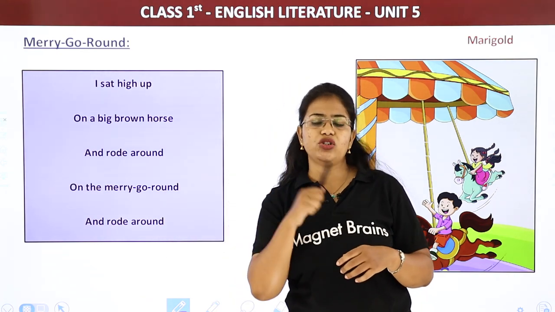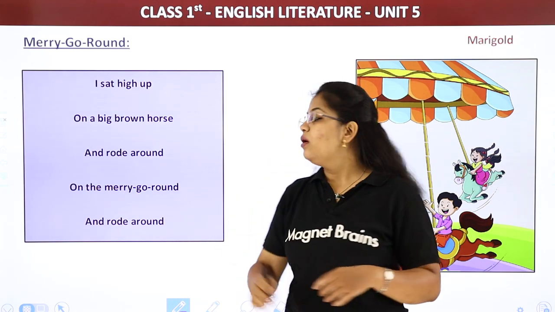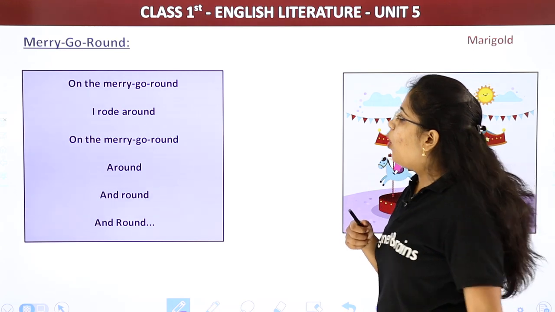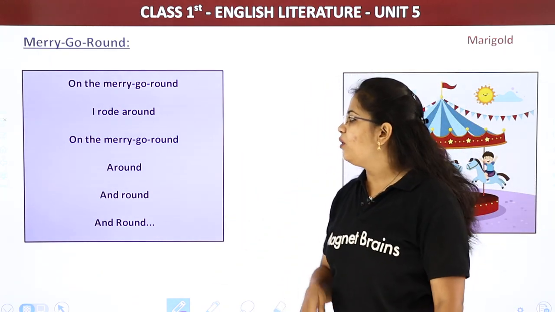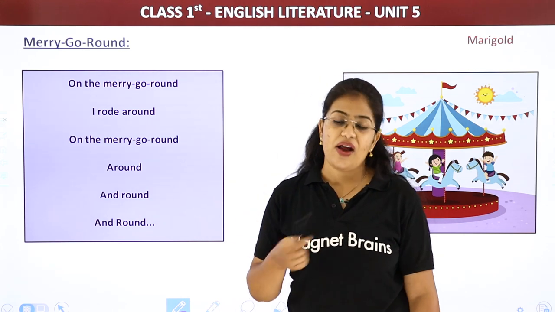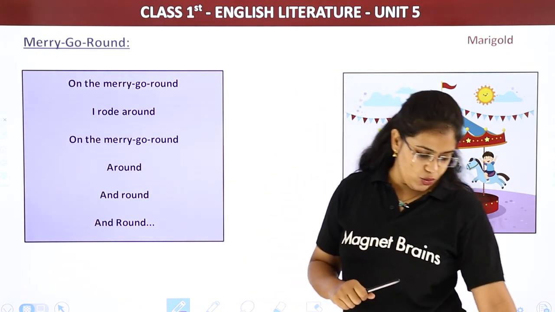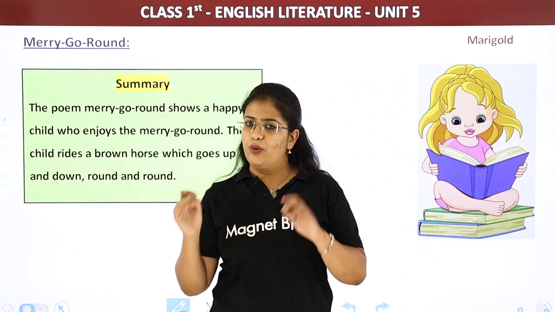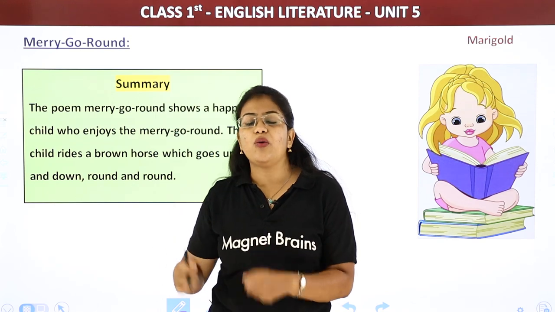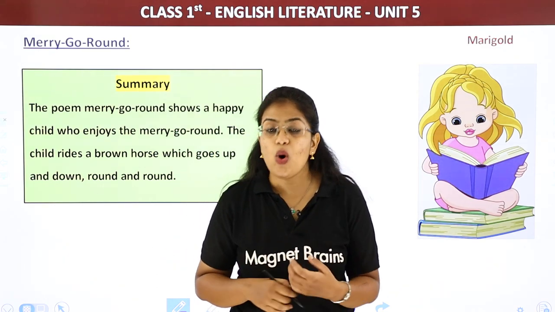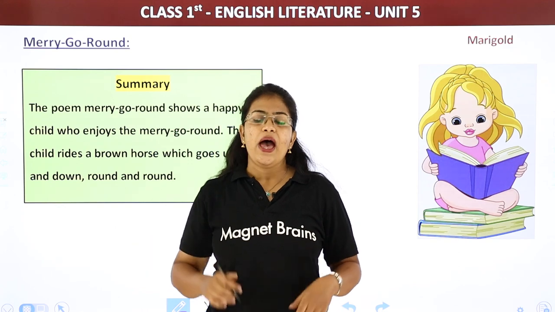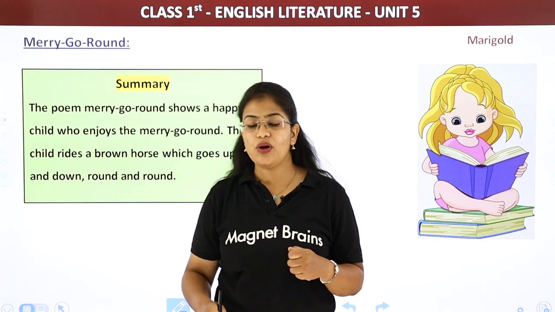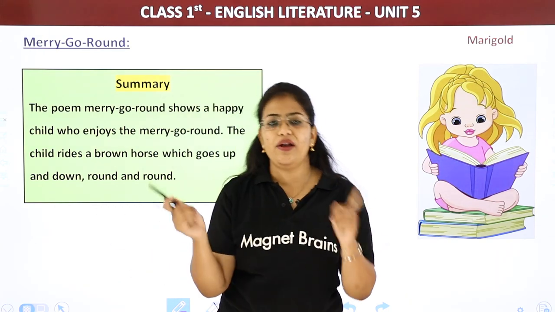So, the horse she was sitting on was going up and down. And the merry-go-round was going round and round. On the merry-go-round, I rode around. On the merry-go-round, around and round and round. Okay? So, that's all in this poem. The poet is telling about the merry-go-round. Where did she sit? She sat on a big brown horse. And how did the horse move? Up and down, up and down. How did the merry-go-round move? Round and round and round.